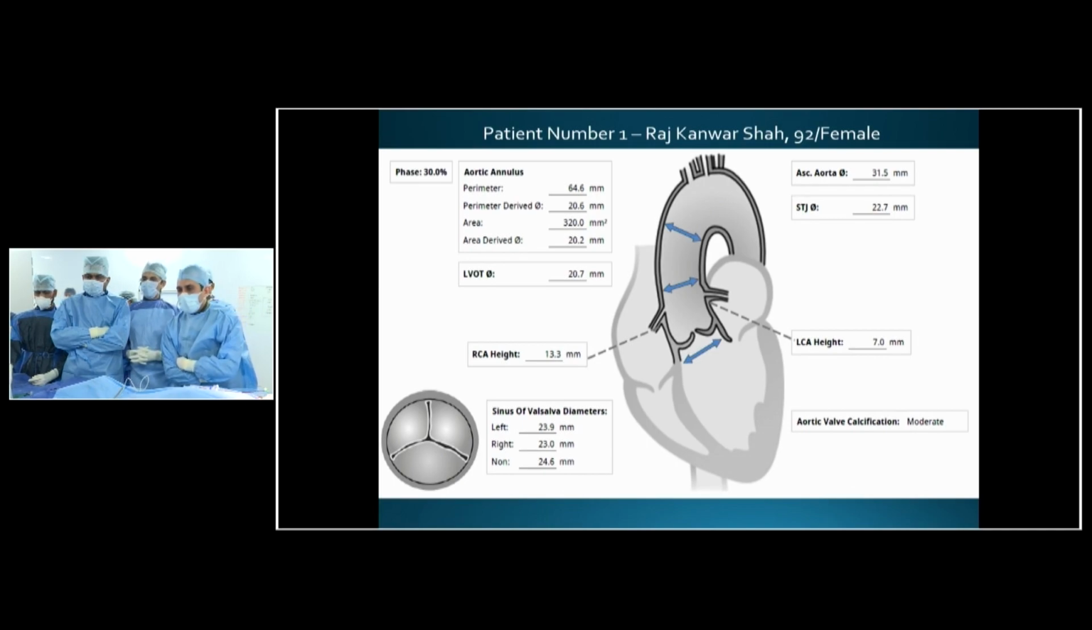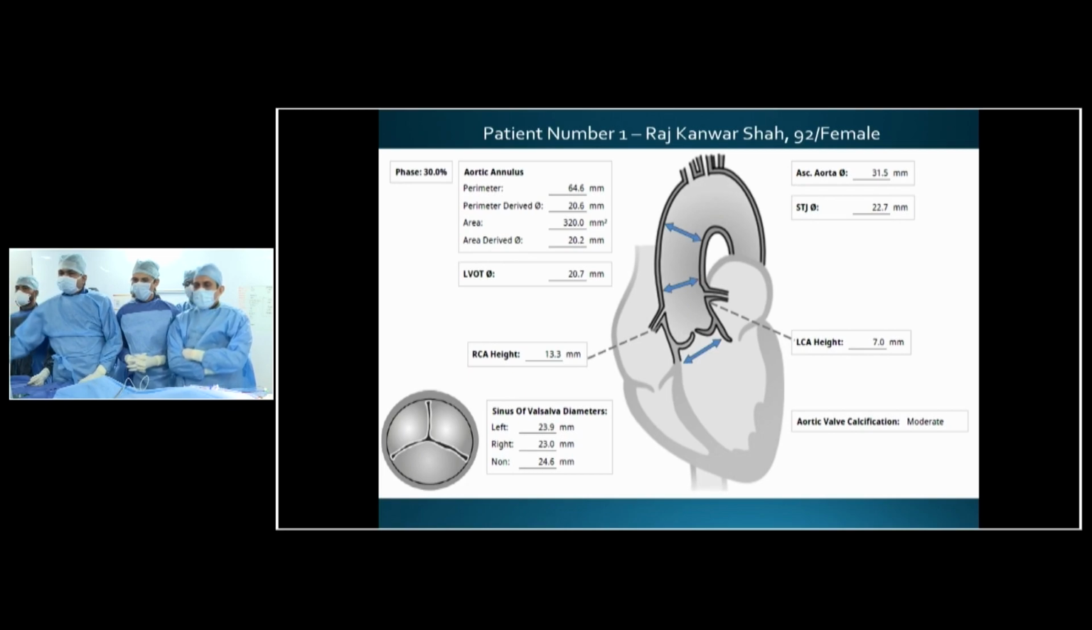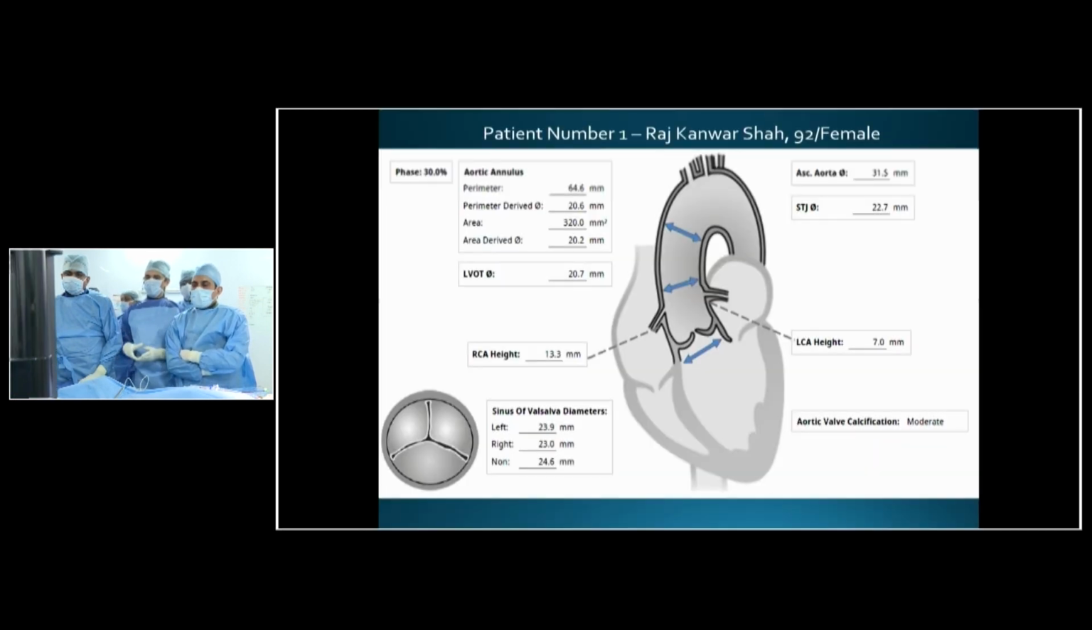The area-derived diameter is 20. The area of the annulus is around 320 millimeters square. The left coronary height is 7 millimeter. The right coronary height is 12 millimeter. The left sinus of Valsalva is around 24. The right sinus of Valsalva is around 22. And the non-coronary sinus of Valsalva is 24.